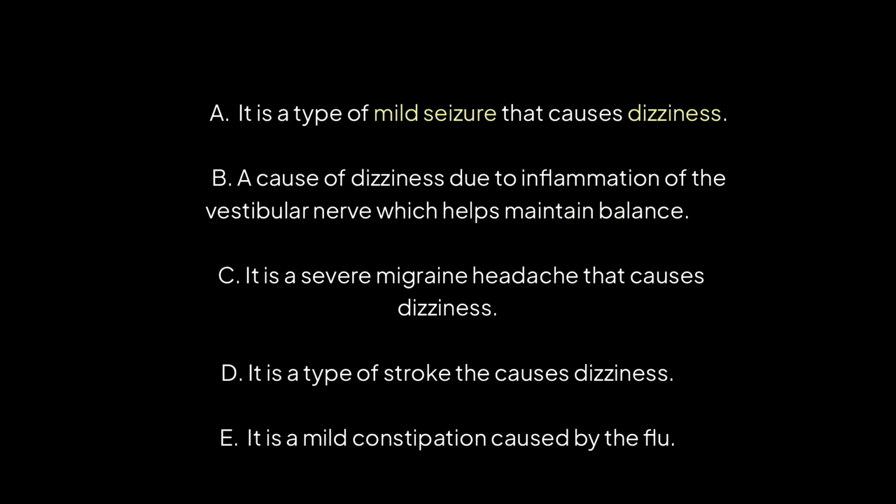Question 1. What is vestibular neuritis? A. It is a type of mild seizure that causes dizziness. B. A cause of dizziness due to inflammation of the vestibular nerve which helps maintain balance. C. It is a severe migraine headache that causes dizziness. D. It is a type of stroke that causes dizziness. E. It is a mild constipation caused by the flu. The answer is B.